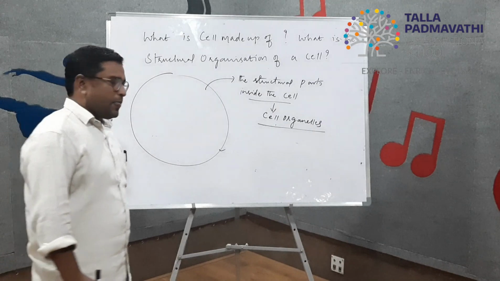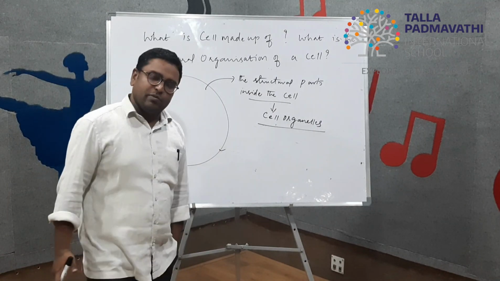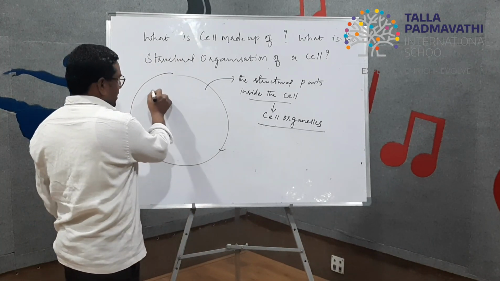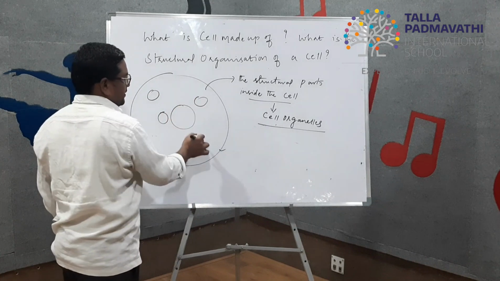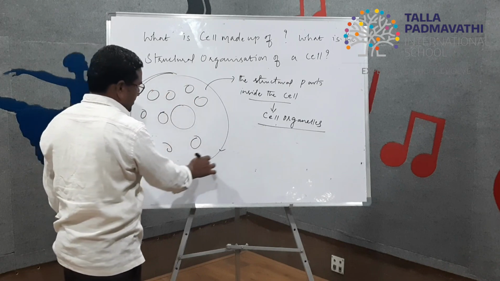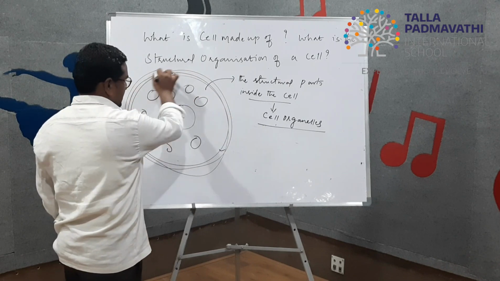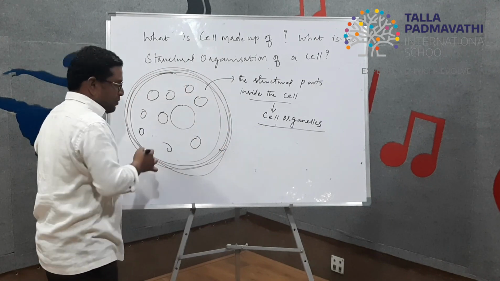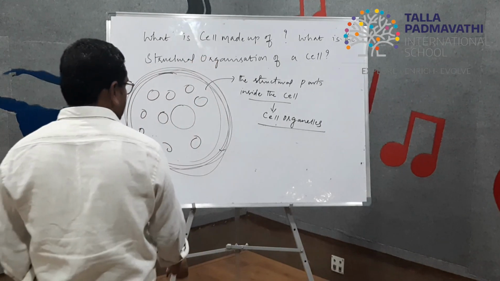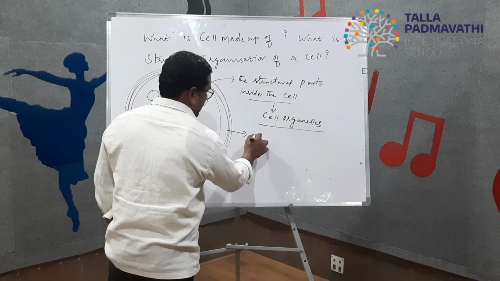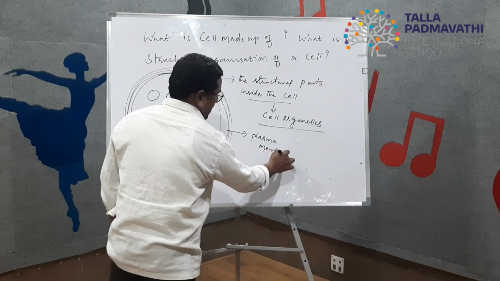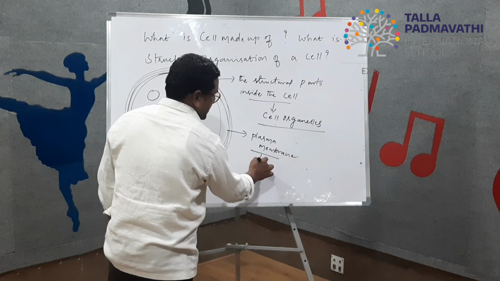So these are the different cell organelles. Now let's understand the cell organelles. Cell organelles are the structural parts inside the cells. Before understanding different cell organelles, we need to understand the protective membrane. Cell organelles are protected by a membrane called the plasma membrane, or cell membrane.